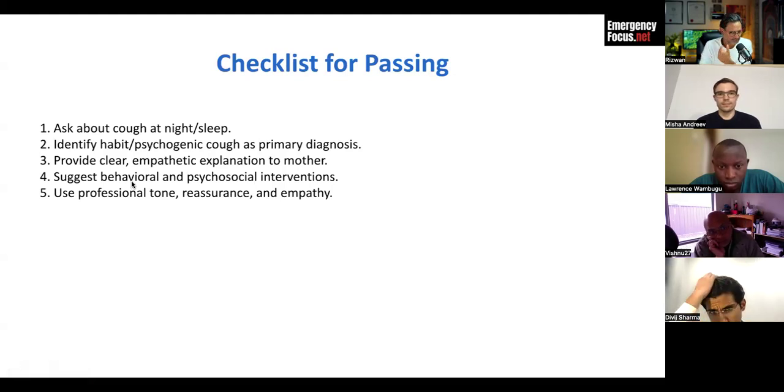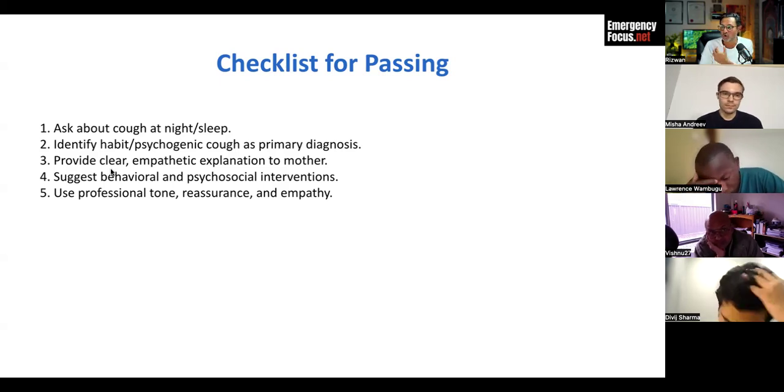So again, a bit of repetition, but a cough which resolves at night time during sleep. There's a trigger in terms of stress, and the role player will give you that trigger. And hence, the psychogenic cough will become the primary diagnosis. You are able to clearly explain to the mother and reassure that there is no organic pathology, and link your diagnosis to the stress-related cough or psychogenic cough.